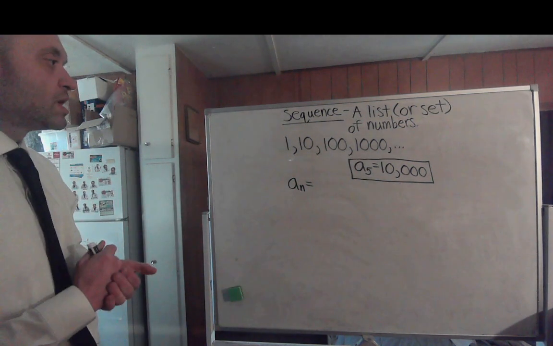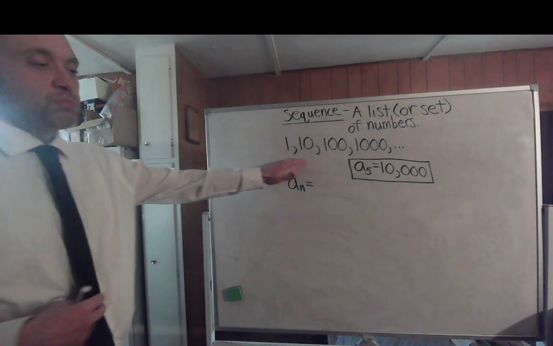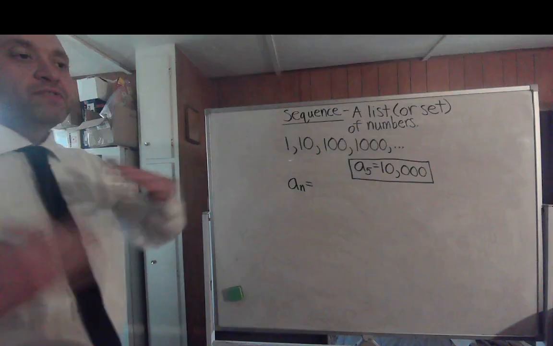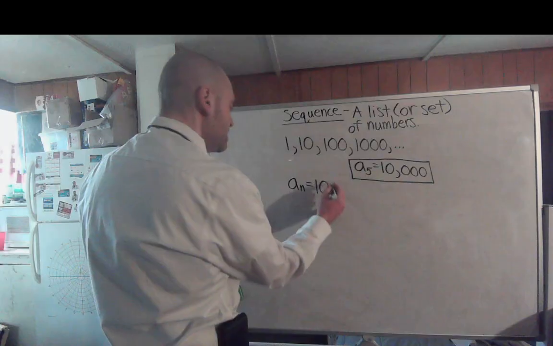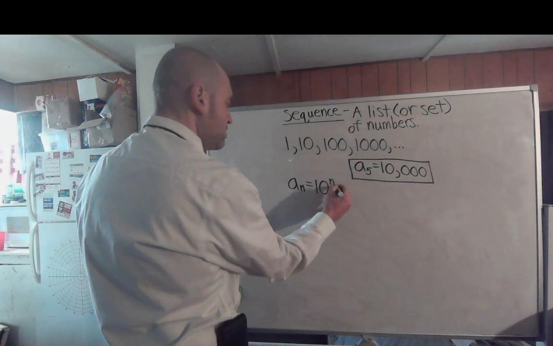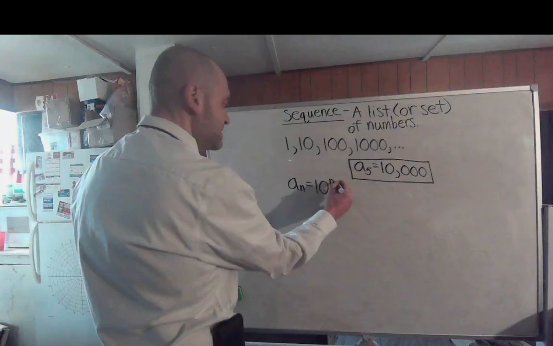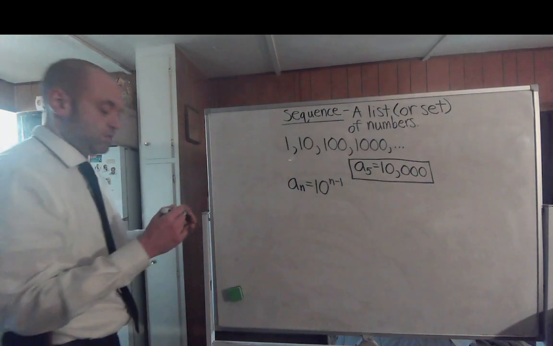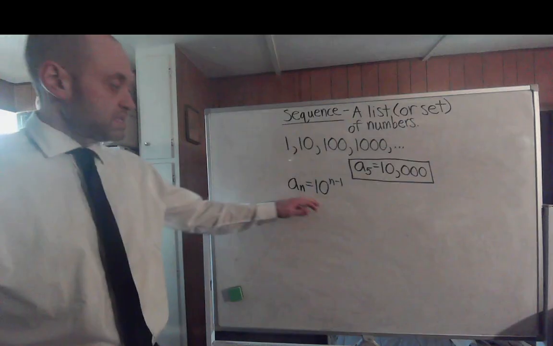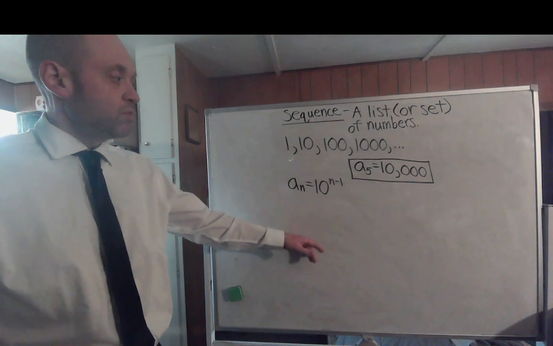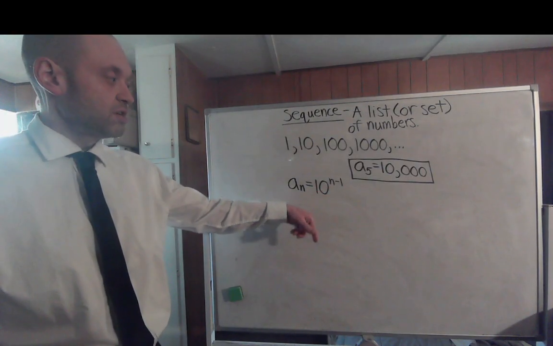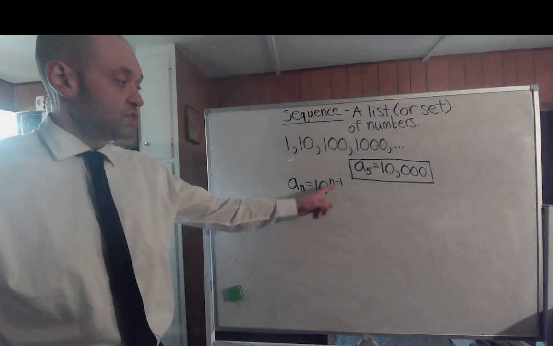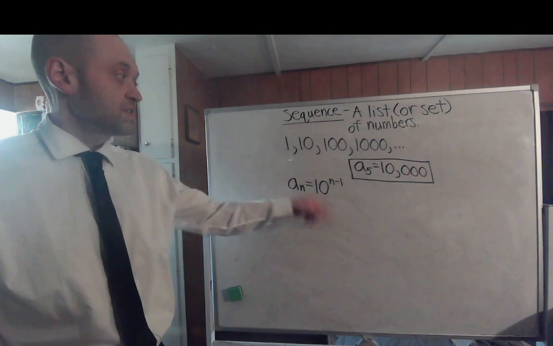Now, these all multiply by 10, right? If these multiply by 10, couldn't we just say 10 to a power? So, for example, if I did 10 to the n minus 1 power, well, let's put in 1 for n. Well, that would be 10 to the 0. That gives you 1. If I want to find the second term, I would then put in 2 for n. I would get 10 to the first, gives me 10.